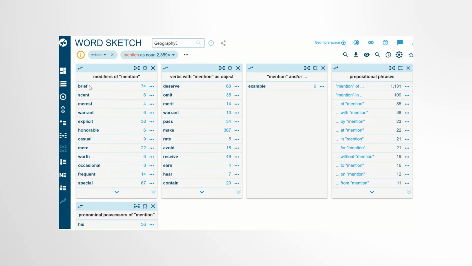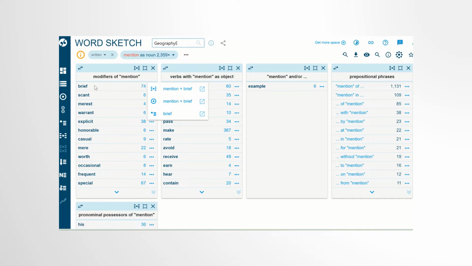So here we have all the adjectives that seem to be used with mention: a brief mention, scant mention. Warrant, of course, is a verb. That's the kind of thing that sometimes happens. This has been wrongly placed here. Casual mention, occasional mention. Not all of these may be relevant to the routine formula we're looking at.